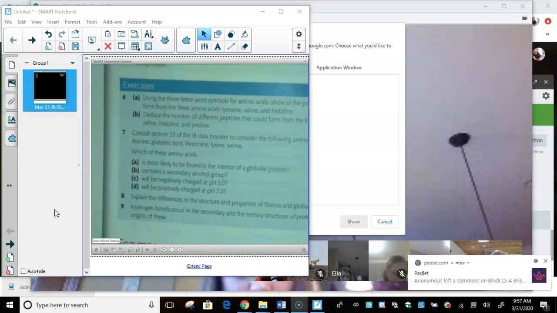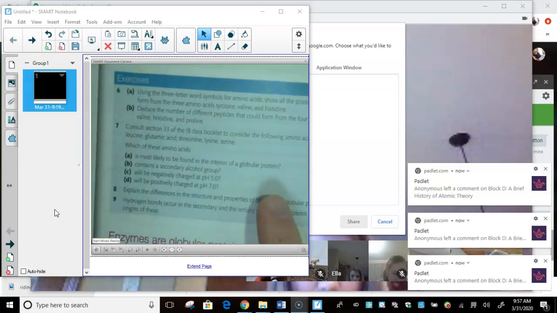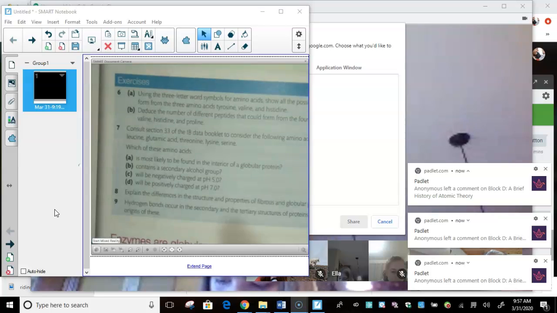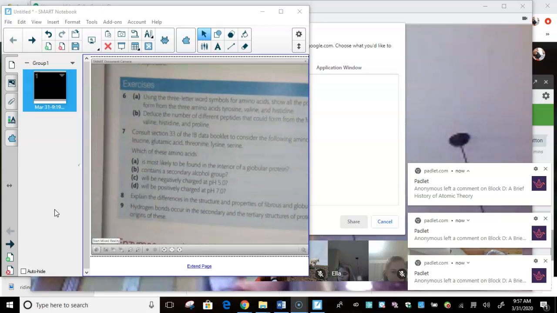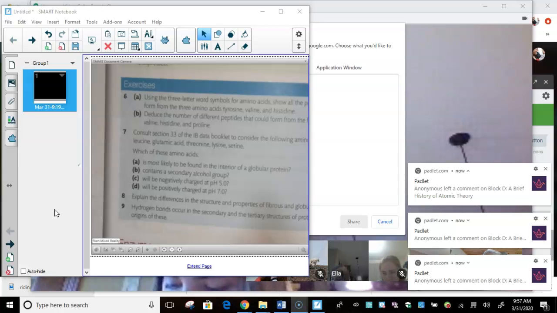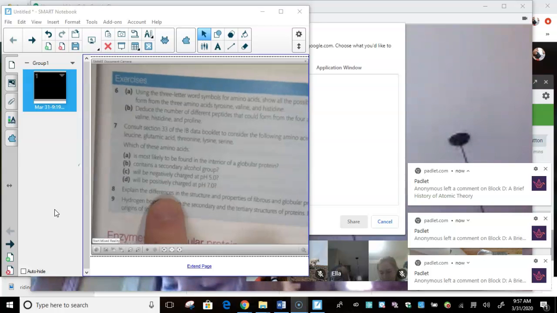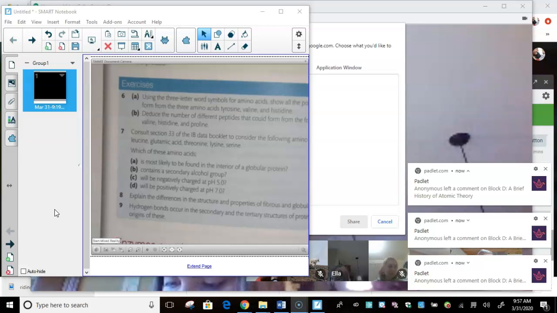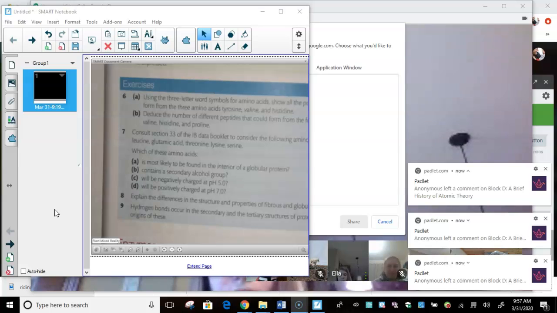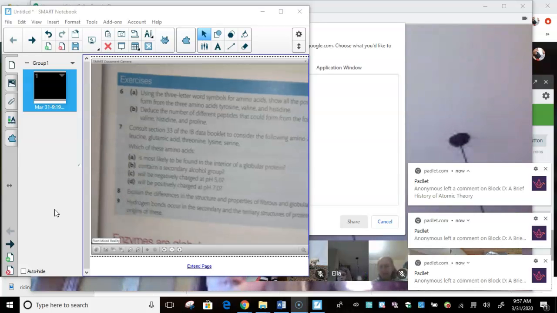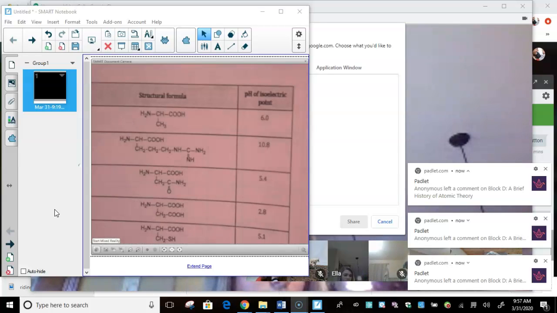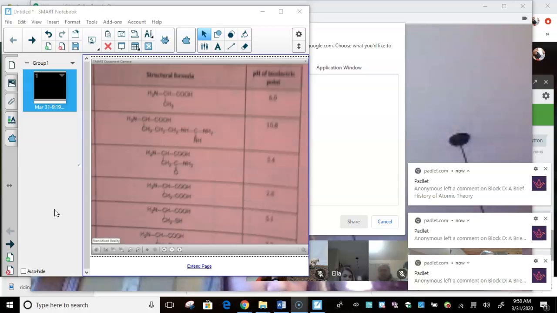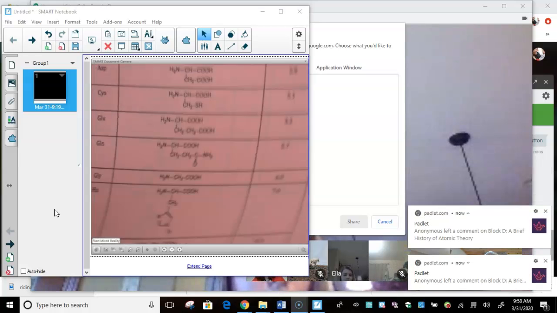So it says, consider the following amino acids: glutamine, glutamic acid, threonine, lysine, and serine. Which of these amino acids is most likely to be found? I want to start with C and D. Will be negatively charged at pH of 5. Why don't we just look at leucine first, which is right here, and it's a pH of 5.